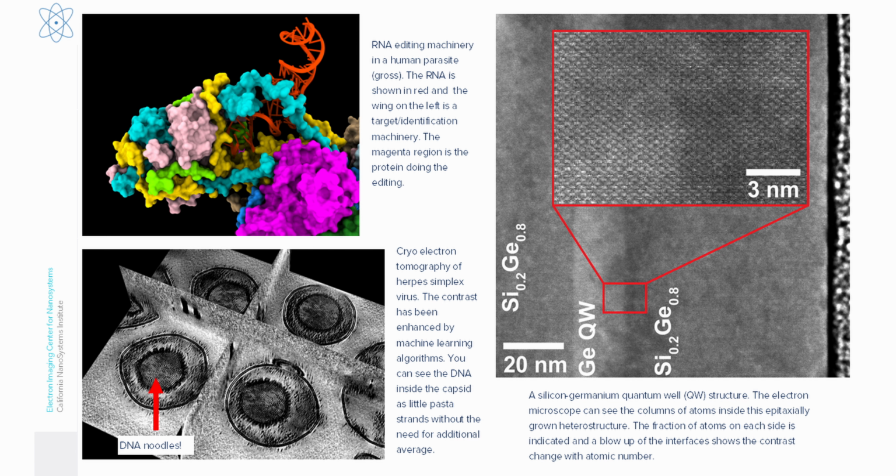We can do cool different things, like we can look at the RNA editing machinery, so you can actually see the different components that make up this machine here, and you can actually identify the protein that's doing the editing. That's what's shown in magenta there.